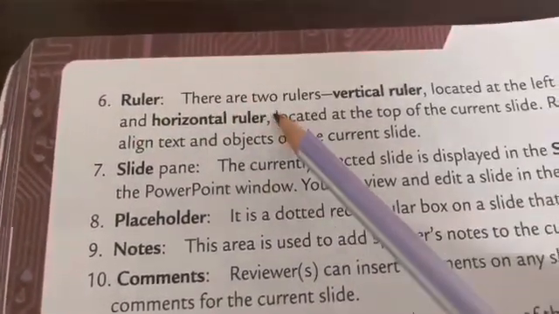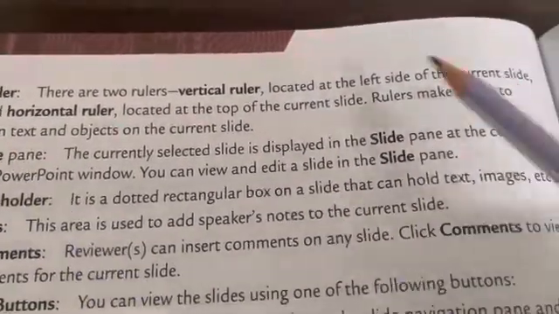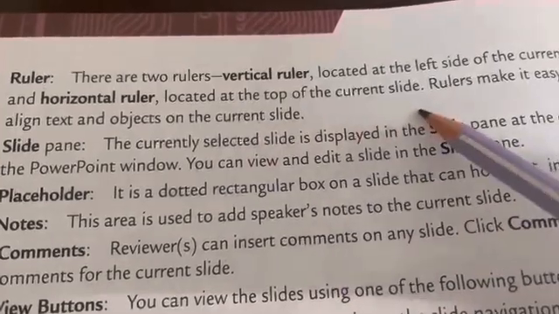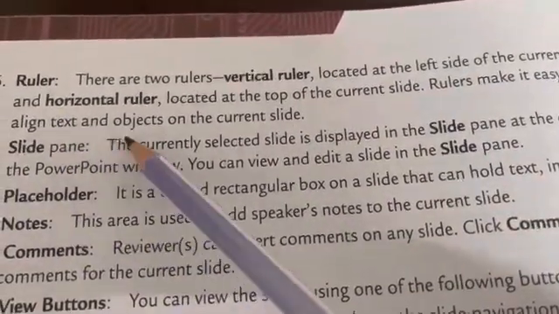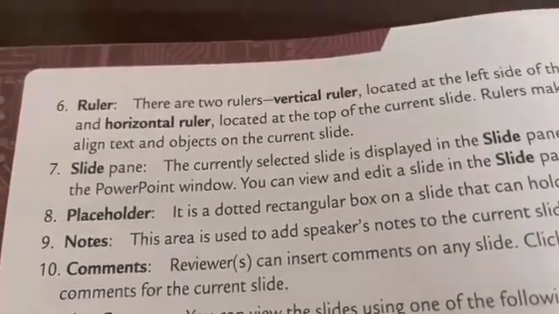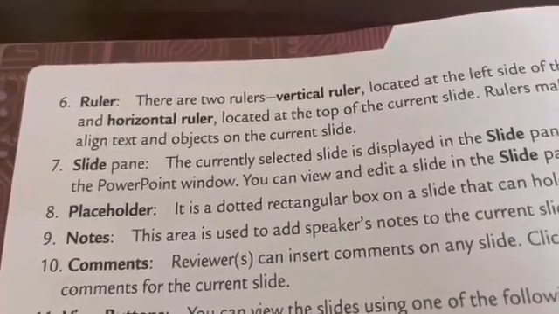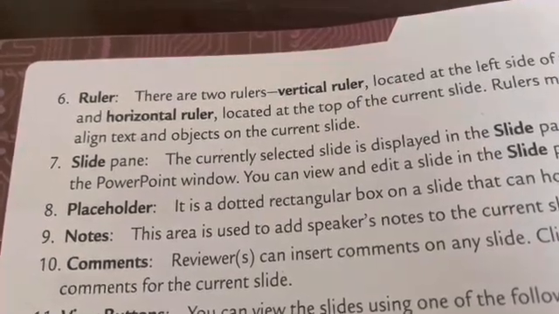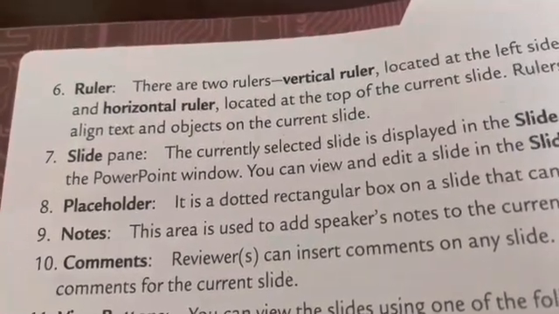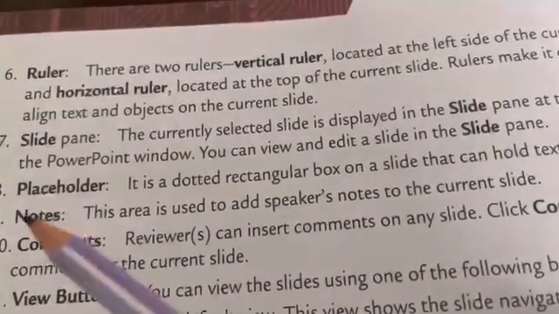Ruler. There are 2 rulers, vertical ruler located at the left side of the current slide, and horizontal ruler located at the top of the current slide. Ruler makes it easy to align the text and objects on the current slide. Okay, there is a ruler on the page, right? जो slide होती है उस पे 2 rulers होते हैं, left side और the हॉरिजॉन्टली एंड द वर्टिकली. जब हमें कुछ भी टेक्स्ट को मूव कराना होता है, एक जैसा मूव कराना होता है और अलाइन करना होता है किसी भी टेक्स्ट और ऑब्जेक्ट को करंट स्लाइड में, वी कैन डू इट विद द हेल्प ऑफ द रूलर.